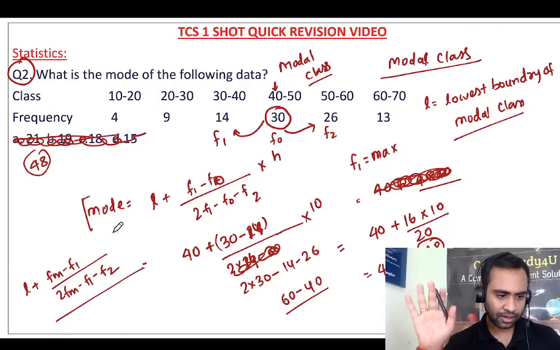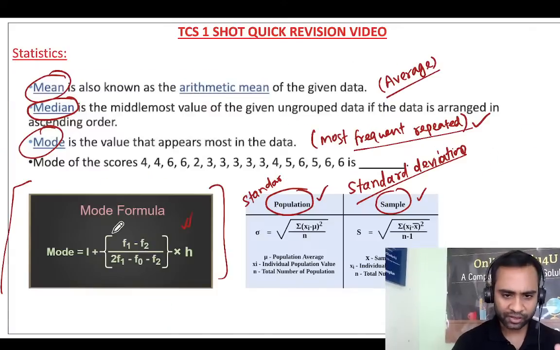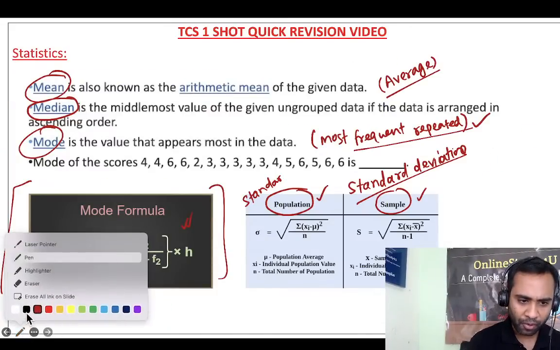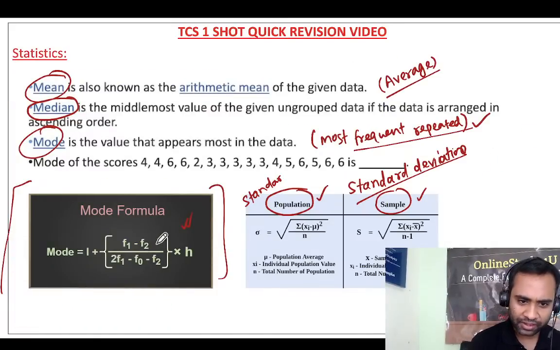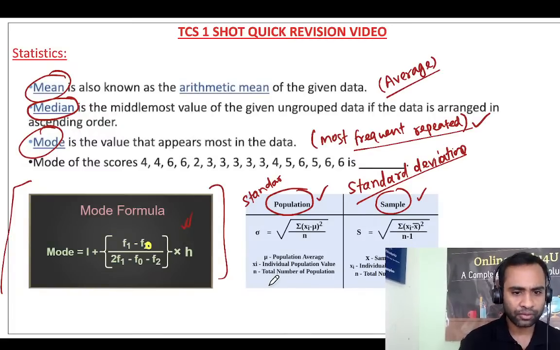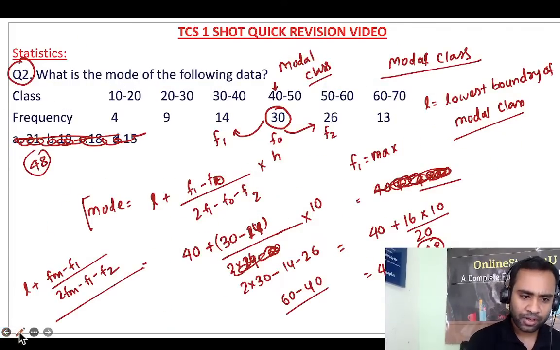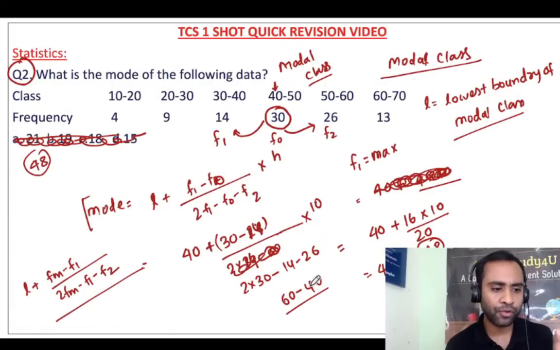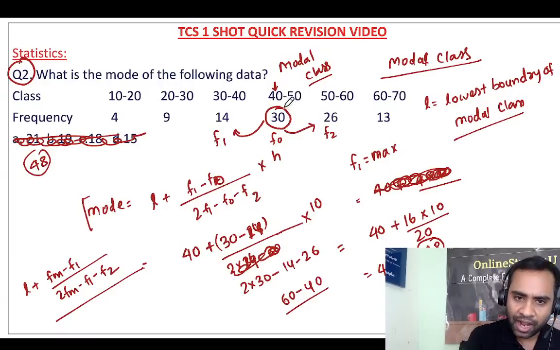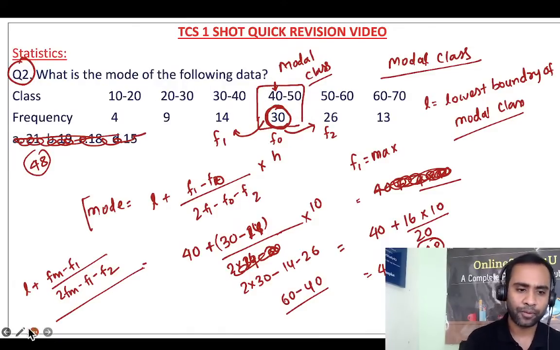Please wait one minute. Now there is a small correction in the formula: this is f0, so it is f1 minus f0. How do we find the model class? You see the highest frequency is 30, clear? That highest frequency class becomes our model class. Now we need L.